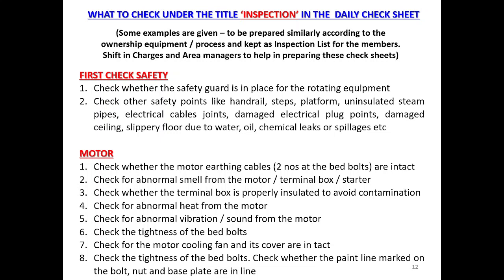Topmost is to first check for safety points, whether equipment safety guards are intact on the rotating equipment. Next, check whether the handrails, steps and platform are in good and safe condition, and whether the steam pipes are fully insulated. Check for loose electrical cable joints or exposed open cable joints without proper or with damaged insulation, damaged electrical plug points, damaged ceiling, and whether the floor is slippery due to water, oil, chemical leakages or spillages.